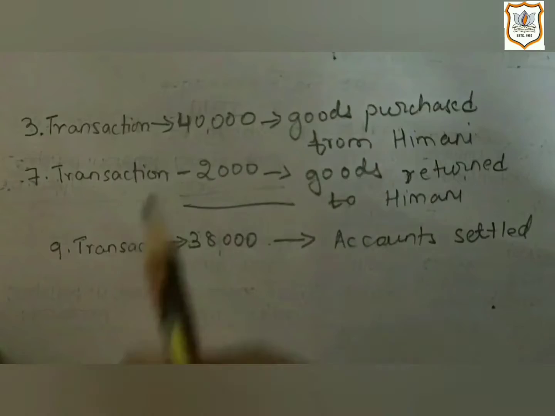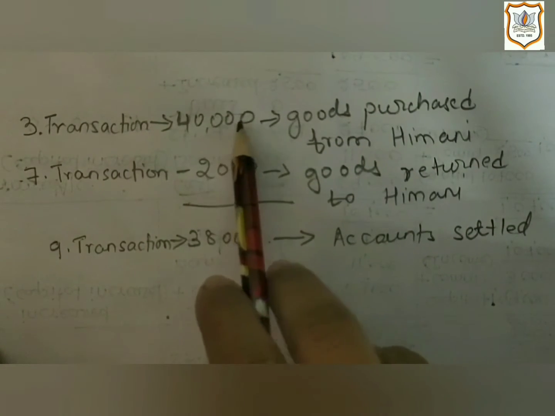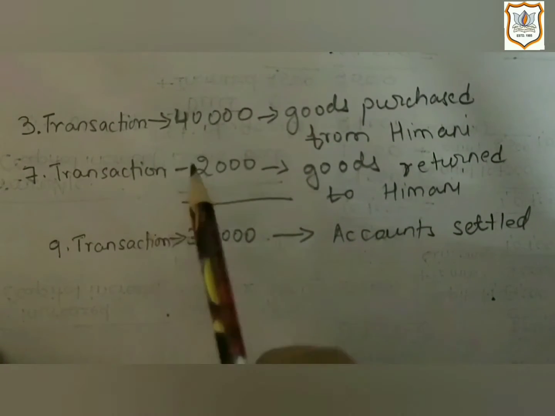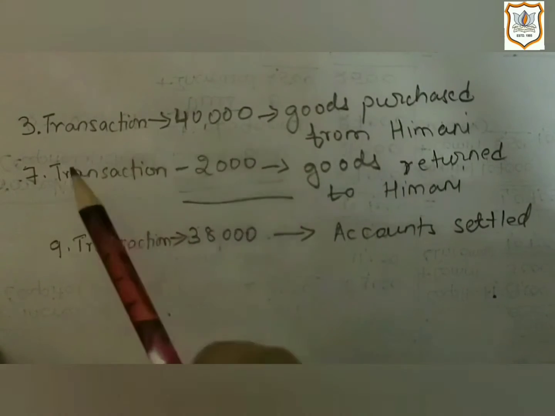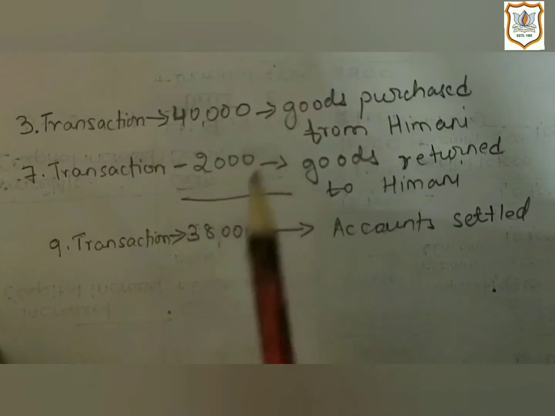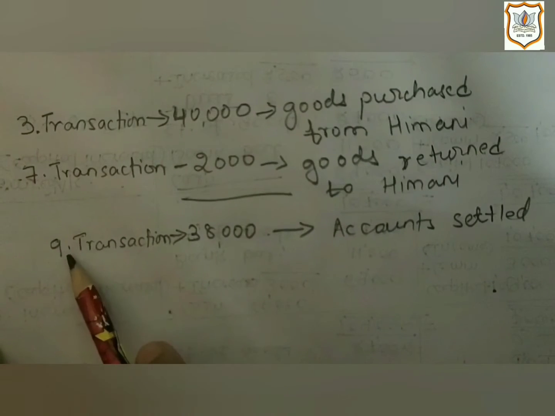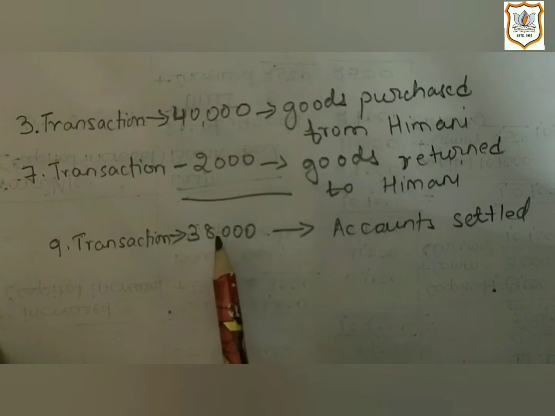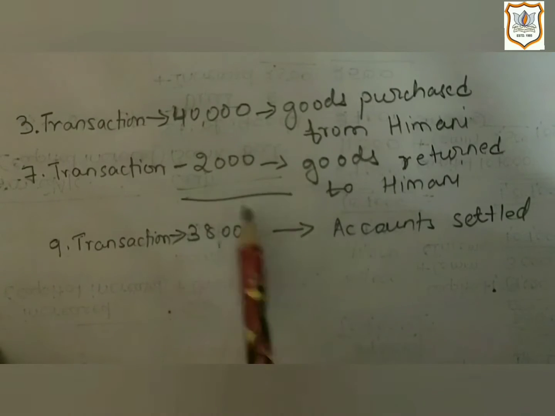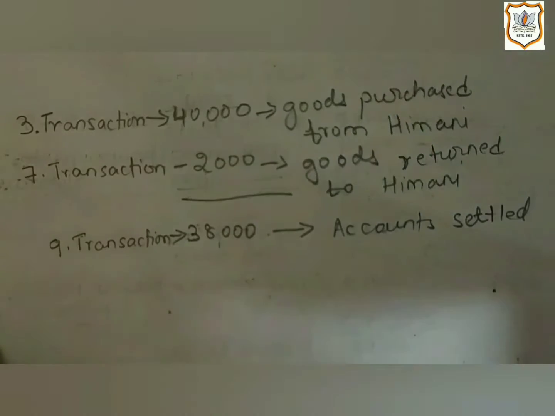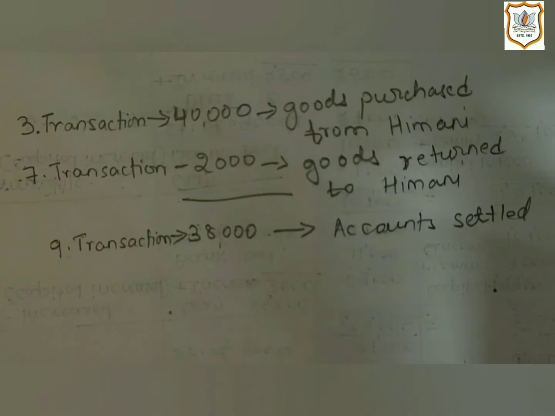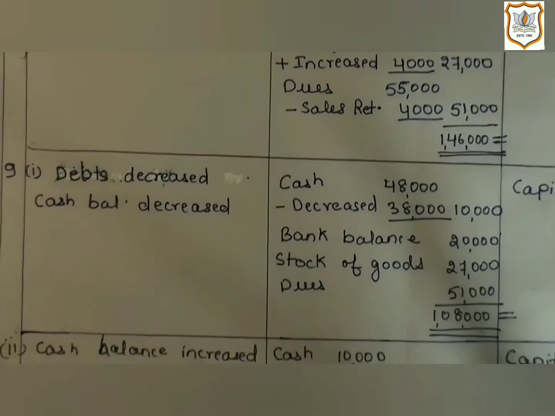That means we had to pay her 40,000. But since we returned goods of rupees 2,000 on date 7, now we have to pay only 38,000, and on date 9th we have paid rupees 38,000 to Himani. So in this way, by paying rupees 38,000, we settled our account with Himani. Now let us see the effect of this transaction on accounting equation. Let us see explanation first.